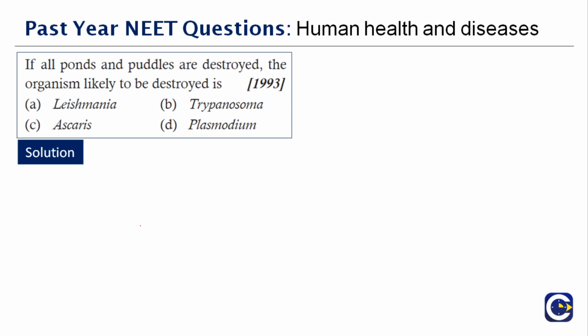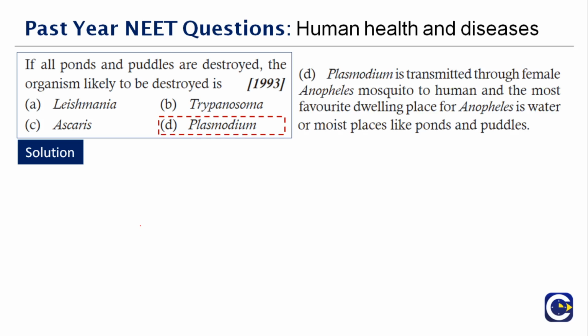As we all know, it's a female mosquito that bites an infected person and then bites a healthy person, and that's how the disease starts to spread. These mosquitoes require water to survive. They lay eggs in the water, right? Therefore, the right answer to this question is option D.